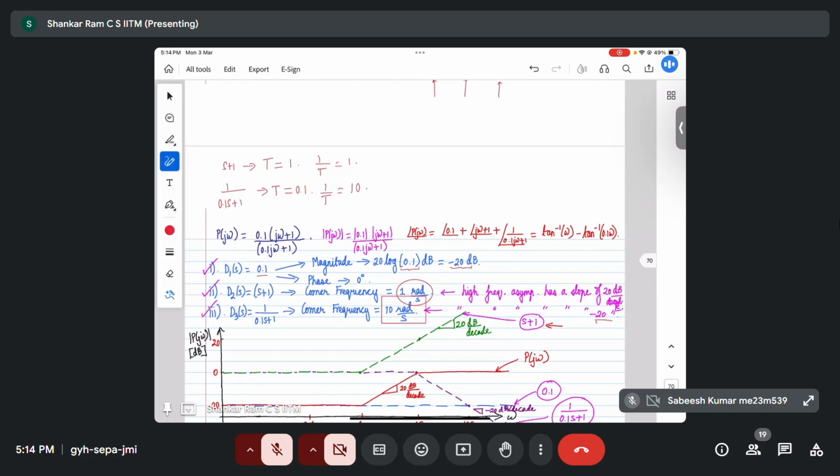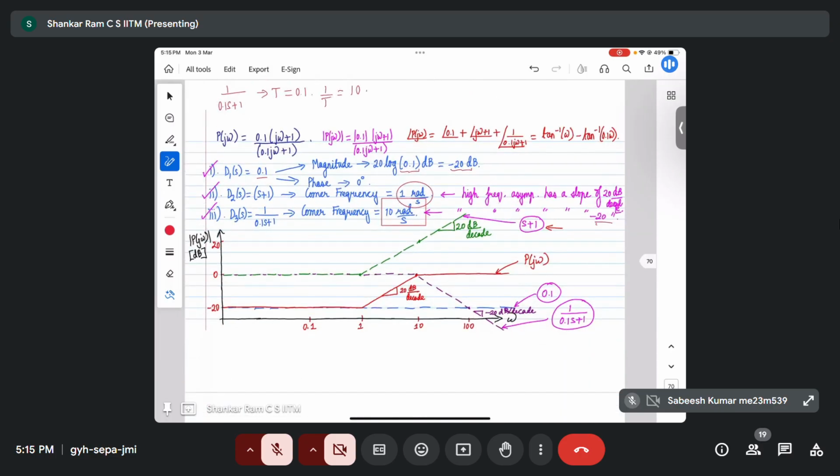Okay, so now with this understanding, we go ahead and plot all the individual terms. Let's first start with the magnitude plot. If we start plotting the individual plots, the first plot is for 0.1, right? I have plotted it using a blue dashed line. So what is the magnitude of 0.1 in decibels? Minus 20 decibels. That is why you can see that the blue line is constant at minus 20. Okay, so you can see the blue dashed line.